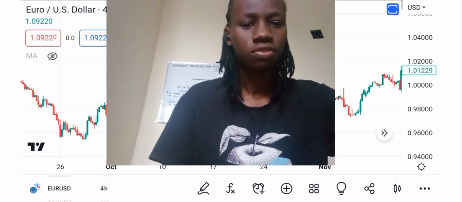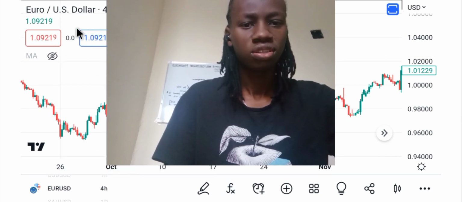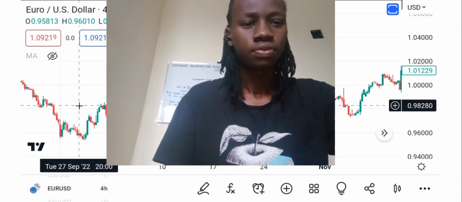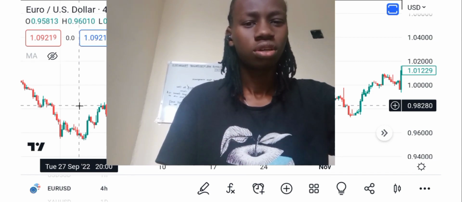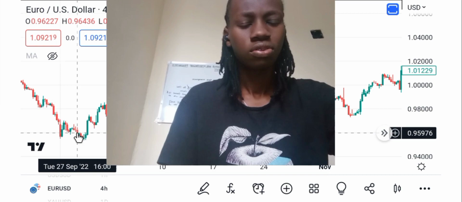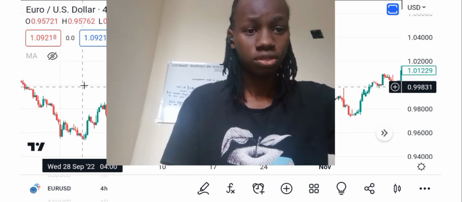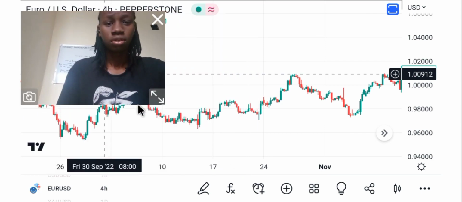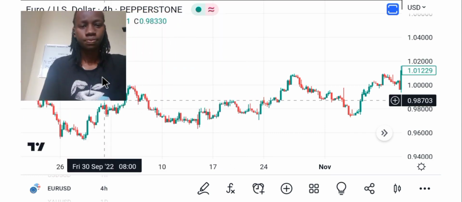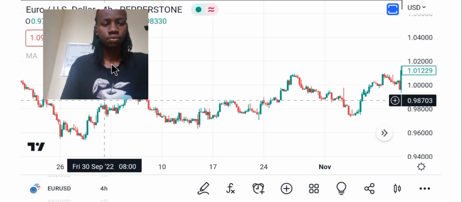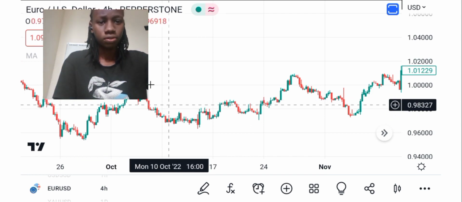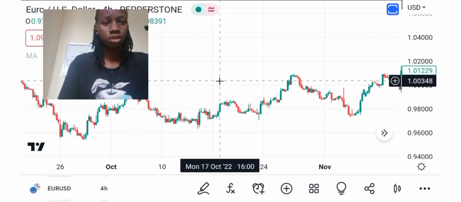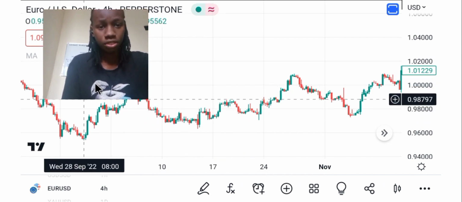An example of a currency pair is this one that I'm in right now. This is how a graph looks like. Anytime you're trading, you trade on a graph, and this is how the graph usually looks like. Let me minimize so that you can see well. Now, this is an example of a graph. This is how you expect your graphs to look like initially.